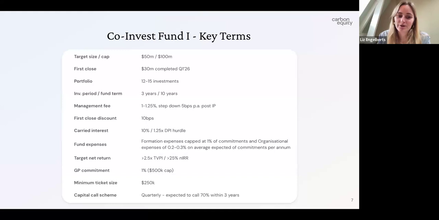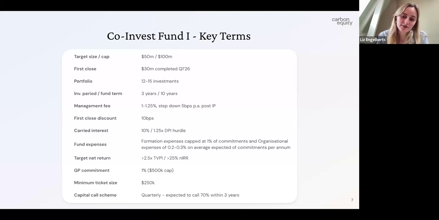And there's a carried interest of 10%. So this is our performance fee. Then there are some additional fund expenses, and the target net return of the fund is 2.5x TVPI, which translates to more than 25% net IRR. We also invest ourselves in the fund, so the entire investment team, but also within Carbon Equity, we have an employee feeder. So everyone within Carbon Equity can invest in this fund. The GP commitment is really from the investment team.